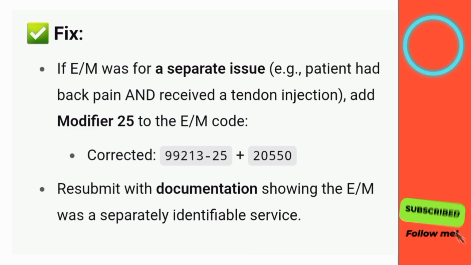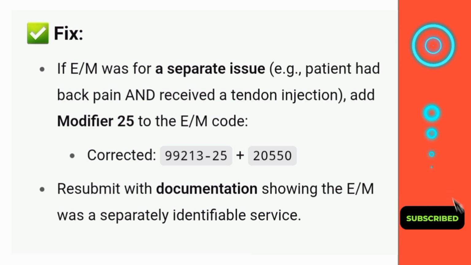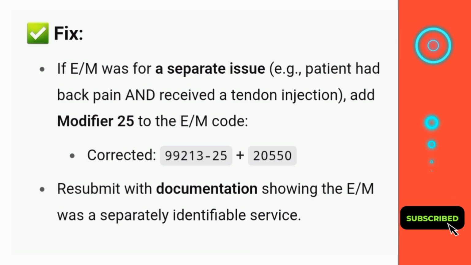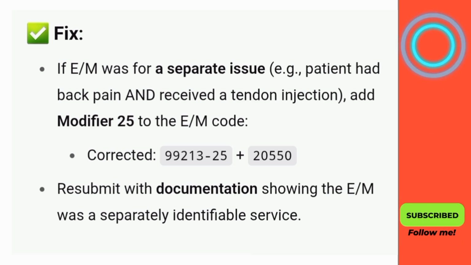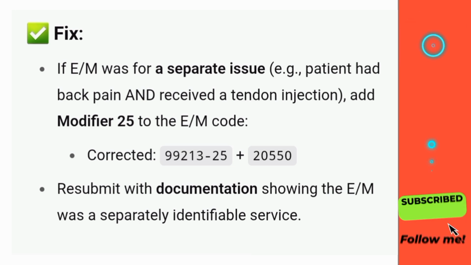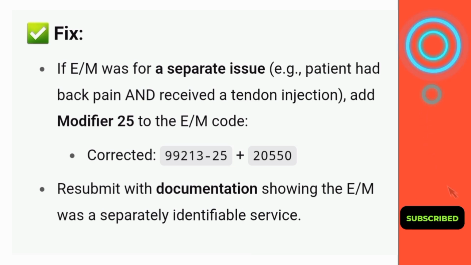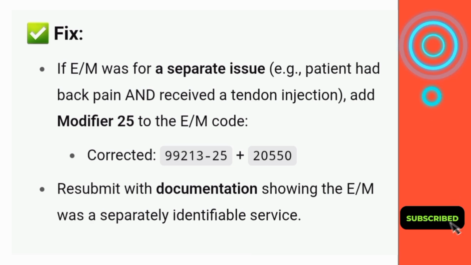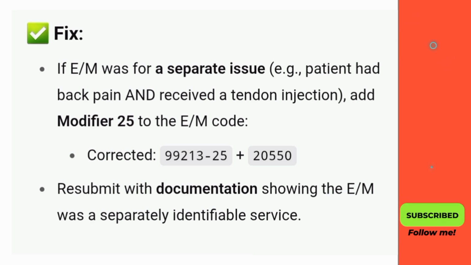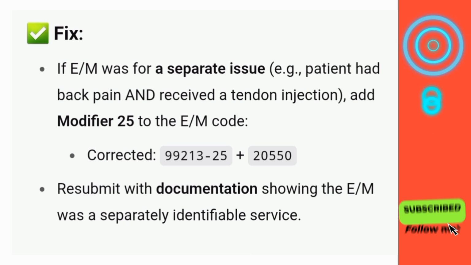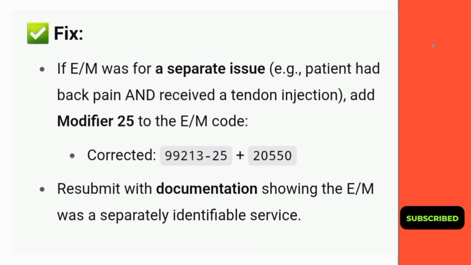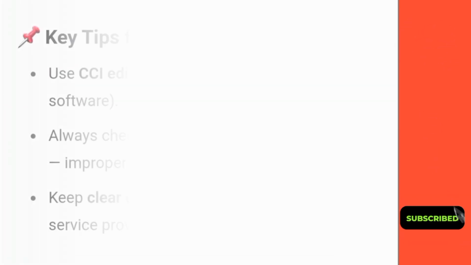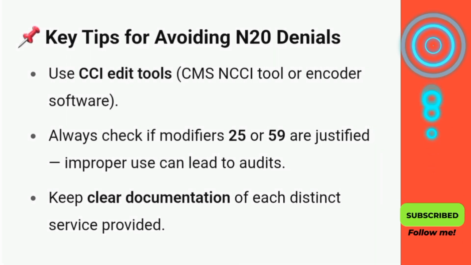How to fix these denials? If the E&M was for a separate issue, for example the patient had back pain and received a tendon injection, add a modifier to the E&M code. The E&M was a separate issue, some other pain on the back side of the patient, and for that we have to add modifier 25 with the E&M code. The corrected code will be 99213 along with modifier 25, and the other code 20550 will be billed without a modifier. So that is actually the solution. The claim will be reimbursed and paid.